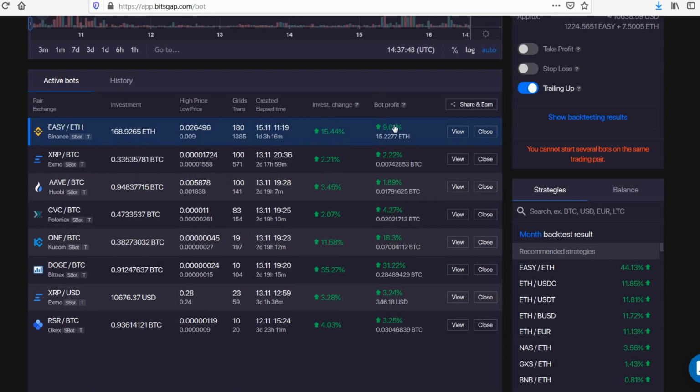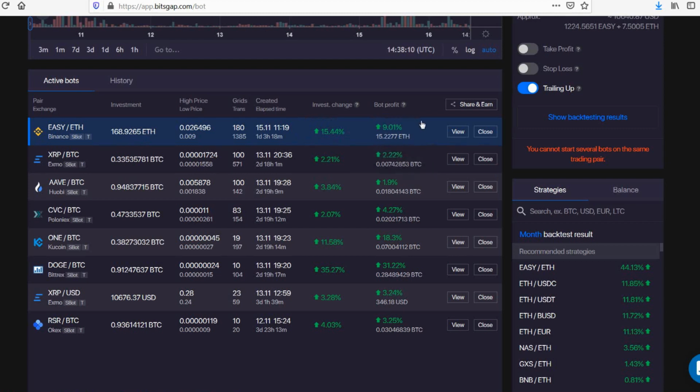Some of them a lot more than others, depending on the pairs that you've decided to allow the bot to trade. So what we see here is the investment change. That's the amount my portfolio has gone up, with the volatility of the asset. But the important part is this bit, which is the bot profit. While the investment change is good, the bot has accumulated 9% more of my entire portfolio's worth.